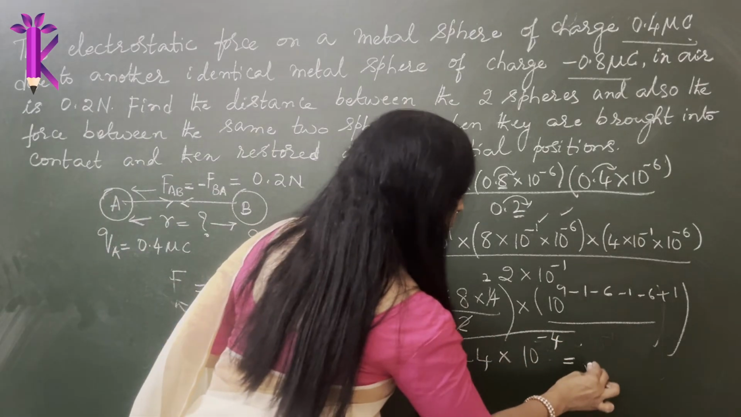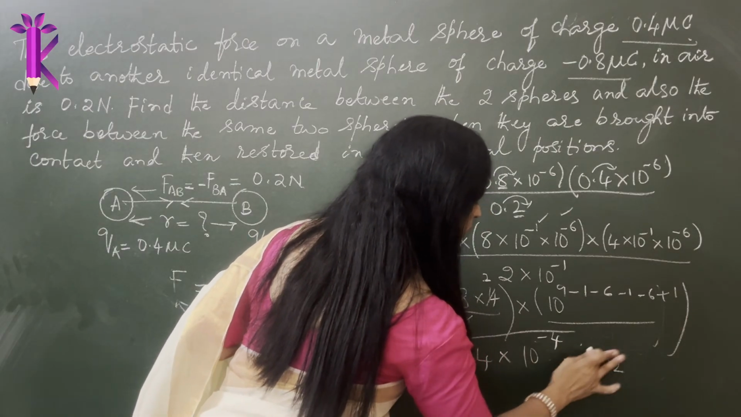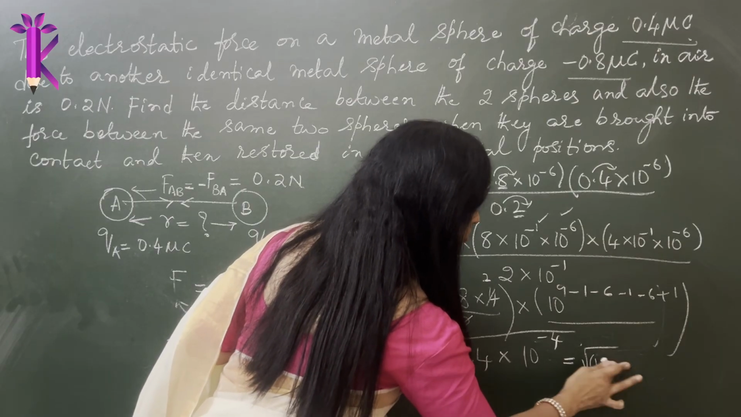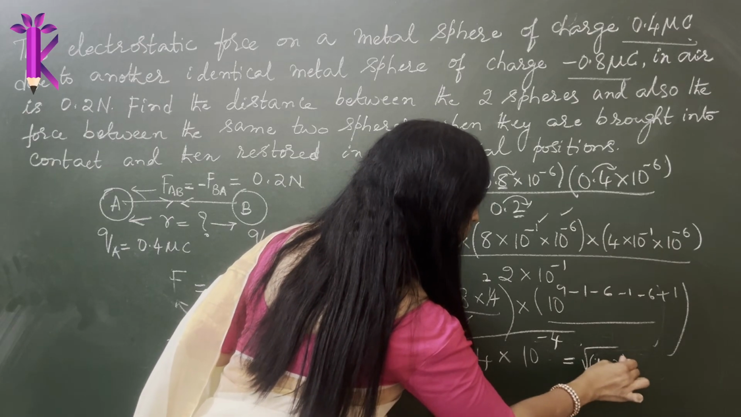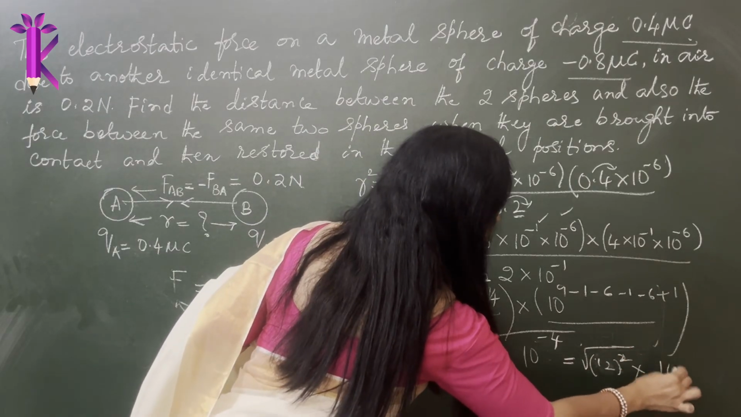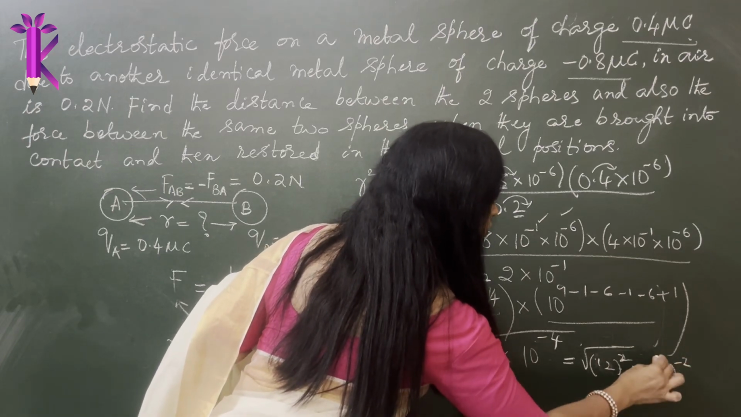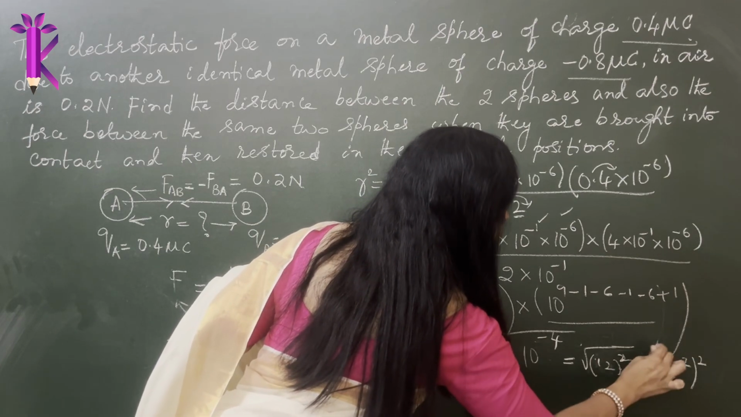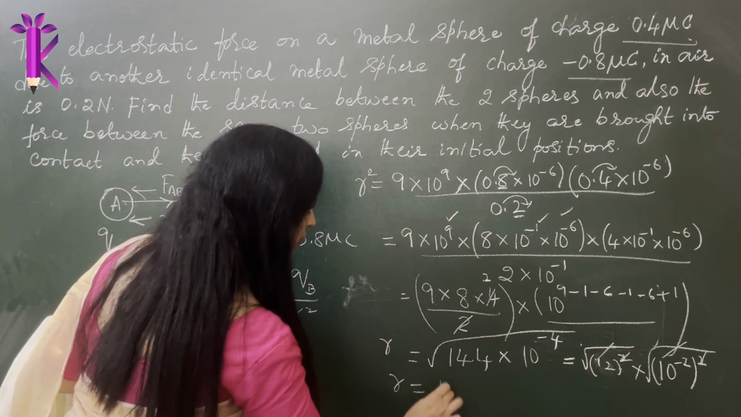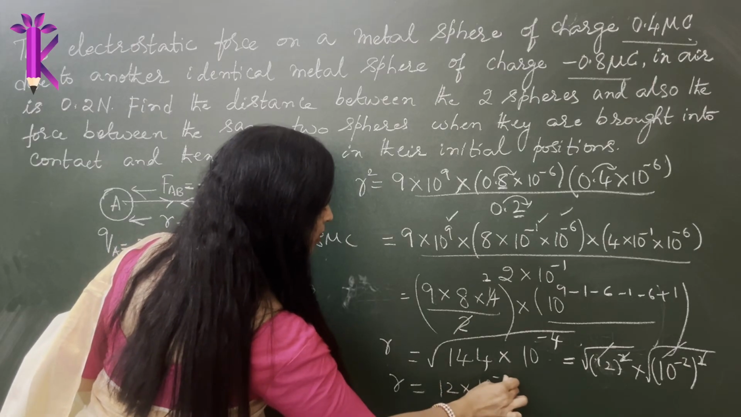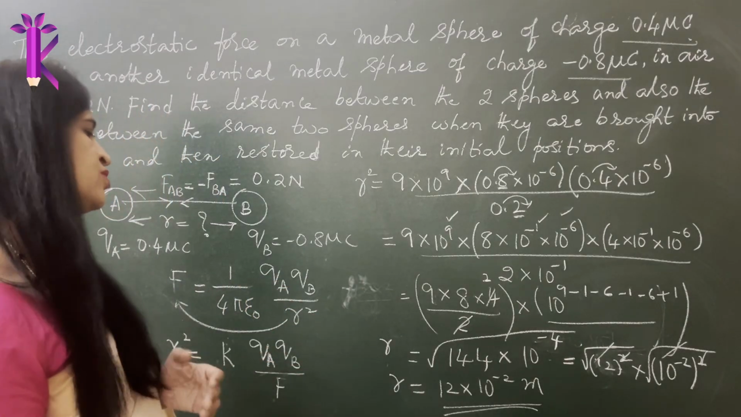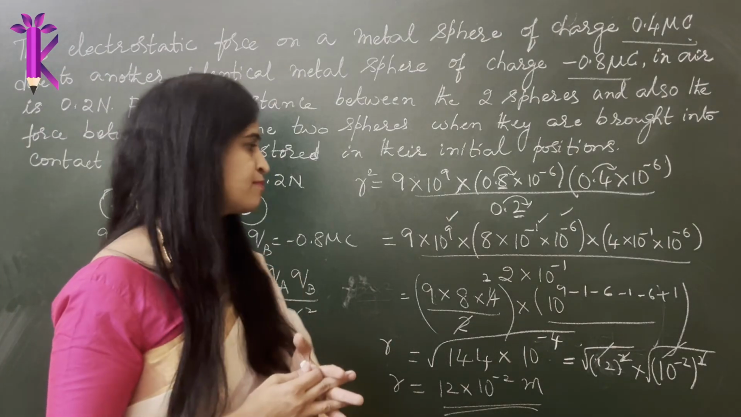So r will be equal to the square root of that number. Let's separate again the powers and the whole number. So this can be written as 12 whole square. 12 into 12 is nothing but 144. And 10 to the power of minus 4 can be written as 10 to the power of minus 2 the whole square, and then the root and square get cancelled. So what is the value of r? It will be 12 into 10 power minus 2 meter, or in other words it is 12 centimeter, because 12 centimeter is nothing but 12 into 10 to the power of minus 2 meter.